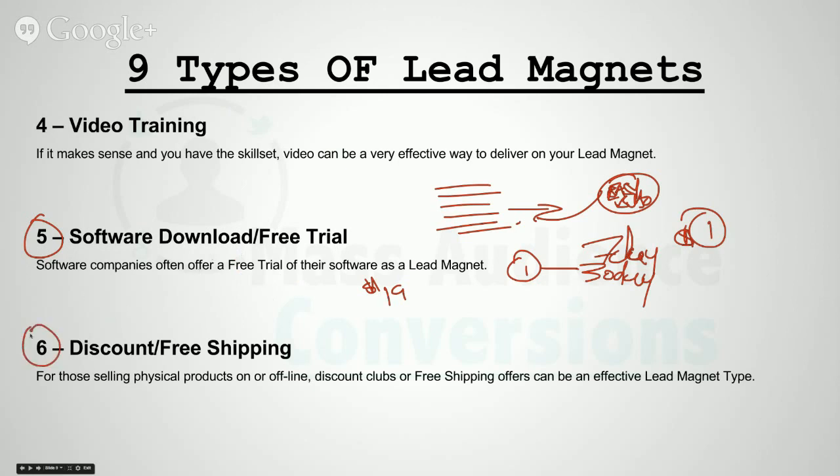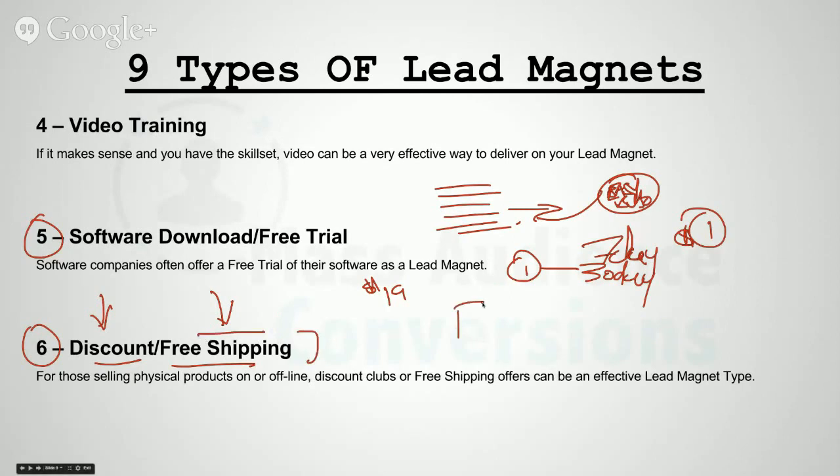Number six, discount or free shipping. We've used discounts, but we've never used the free shipping offer. But we have seen guys like Russell Brunson, Dagan, Ryan Levesque, Ryan Deiss, the list goes on and on, and Frank Kern, that crush it with free shipping.